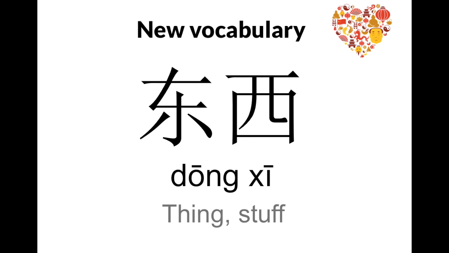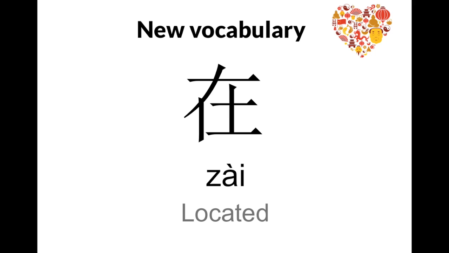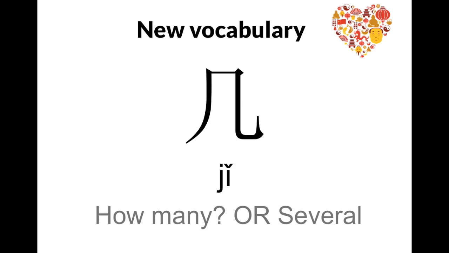Next, another really useful word that it's really useful when you don't know the word for a noun. So 东西, meaning thing or stuff. And literally it means east-west. And why that is, you're gonna have to come to class to find out. Yet another useful word is 在, fourth tone, meaning location, or rather to be located. And we'll see how it's used shortly. 在, fourth tone, to be located.